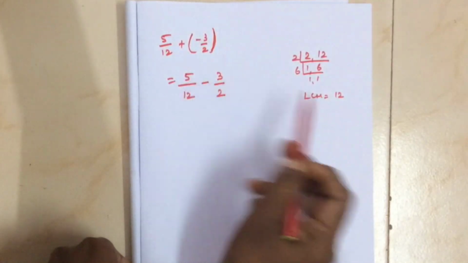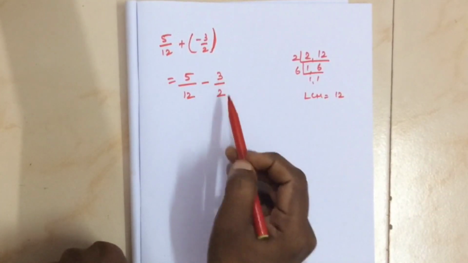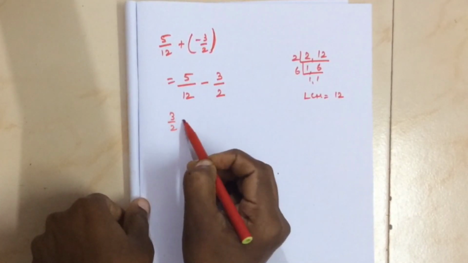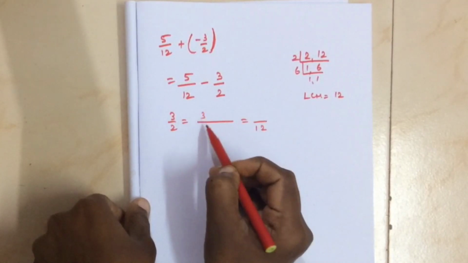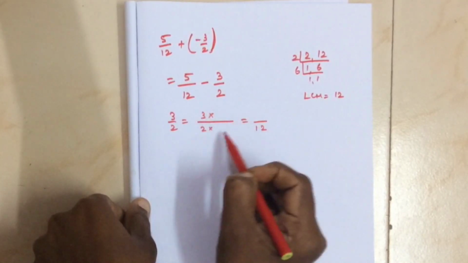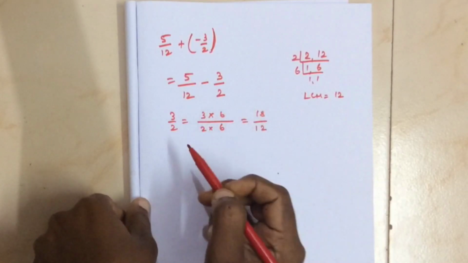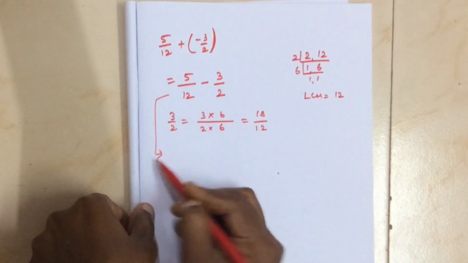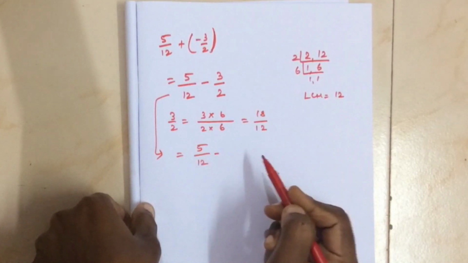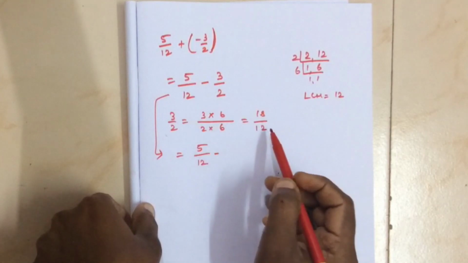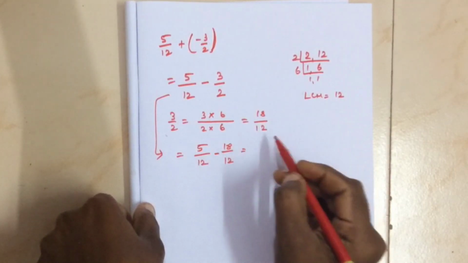So 5 by 12, already the denominator is 12, so no need to change this. Again is 3 by 2. 3 by 2, what you should do? You should make the denominator as 12. So 2 6s are 12. Similarly 6 3s are 18. So from this it will come 5 by 12 minus, instead of this 3 by 2, I am substituting 18 by 12, which gives 5.